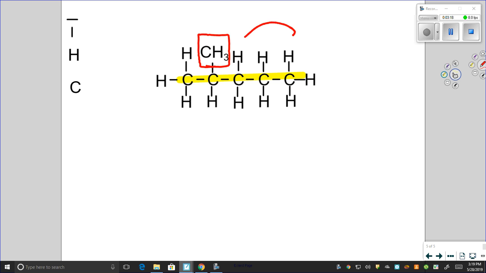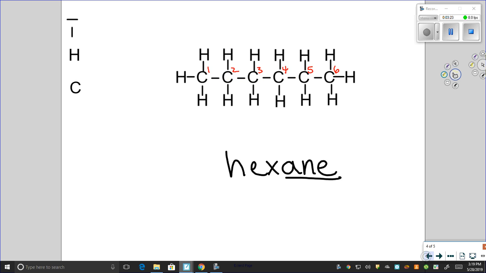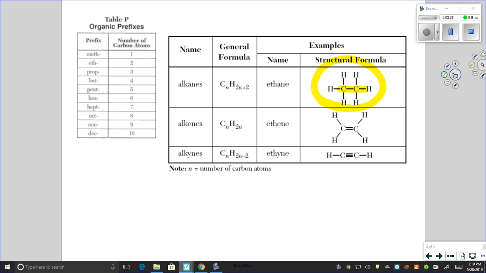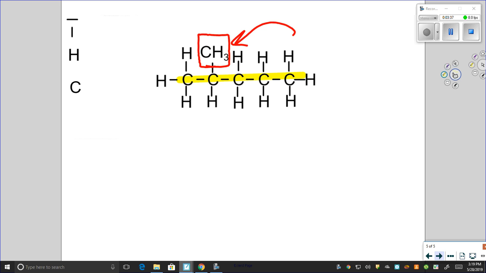Now, this particular side chain has only 1 carbon in it. So if we go back to table P, 1 carbon is meth. So we're going to need that prefix to tell us something about the structure of our molecule. Now, when we have a side chain, the side chain always gets the suffix -yl. This is part of the IUPAC system of naming. We then number up our carbons, 1, 2, 3, 4, 5.